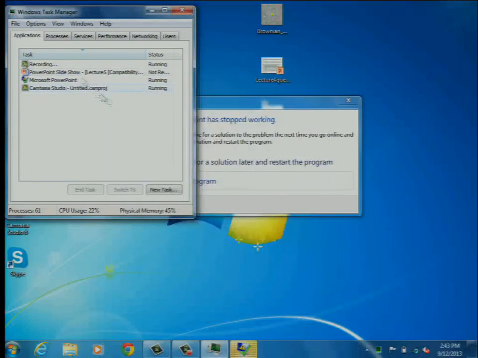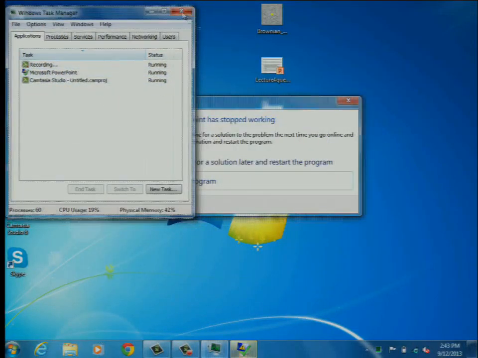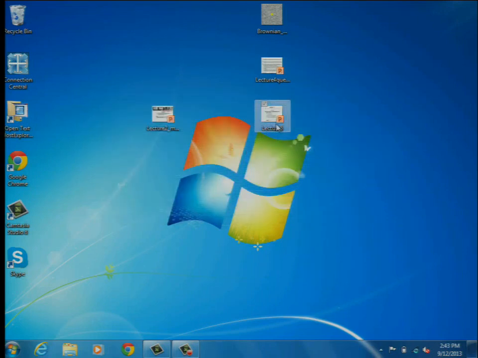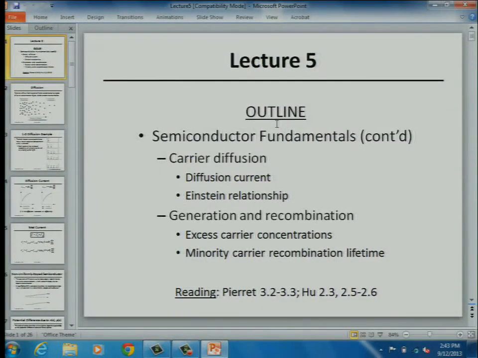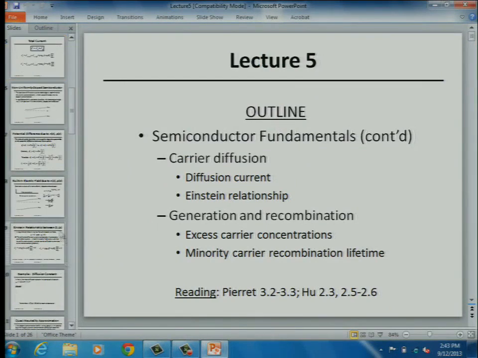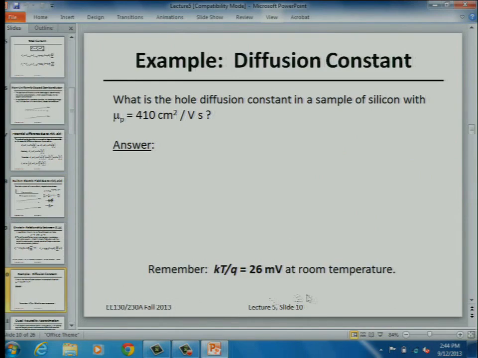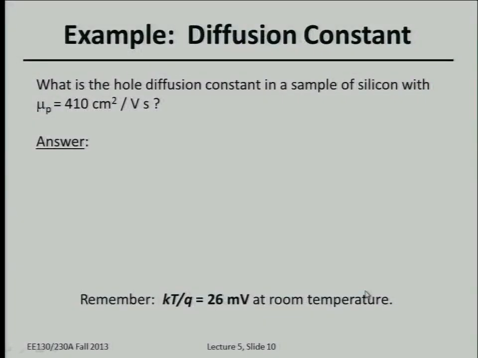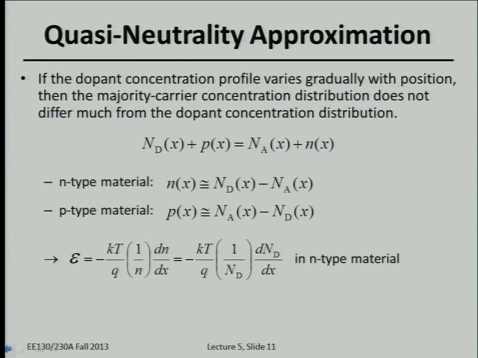Basically, the Einstein relationship provides information on how those two current components relate to each other. The powerful thing about this relationship is that once we know the parameters from the drift part, like the mobilities, we are able to get the diffusion-related parameters like the diffusion constant. So for example, for a given semiconductor, let's find the hole diffusion constant.